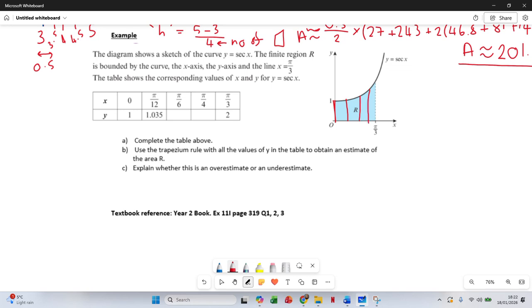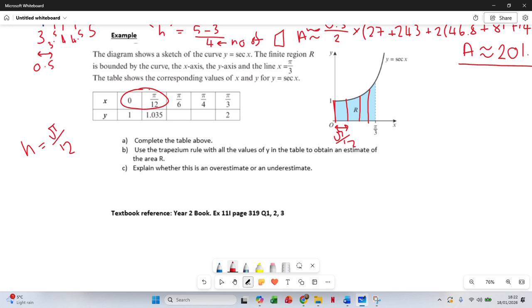They're not equal at all. And we can see the gap between the intervals is pi over 12, because between 0 and pi over 12, that's a height of pi over 12. Pi over 6 minus pi over 12, the gap would be pi over 12. So that's the height of our trapeziums. So h is pi over 12 there.